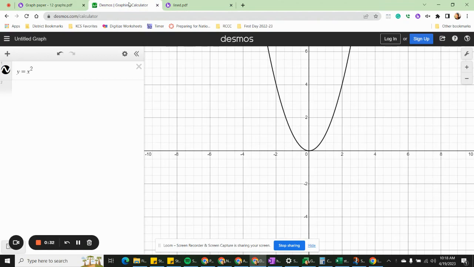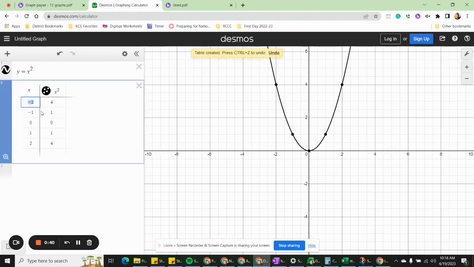So let's start off with our parent function, y equals x squared. Now I have it graphed on Desmos. It's a parabola centered at this point 0, 0. And if we want to see some points for it, it includes the points -2, 4, -1, 1, 0, 0, 1, 1, 2, 4. It also includes the points -3, 9, and +3, 9.